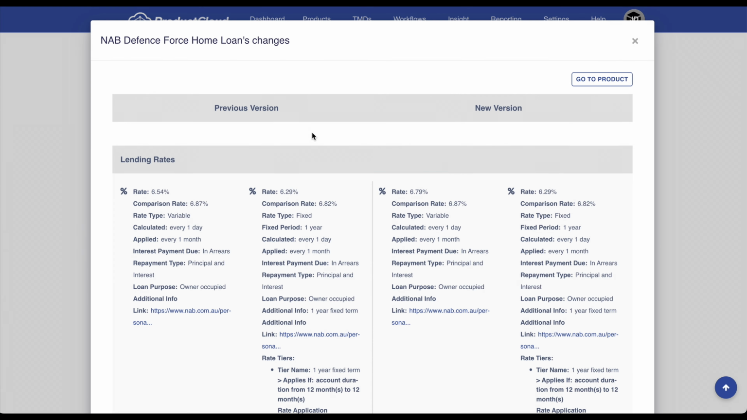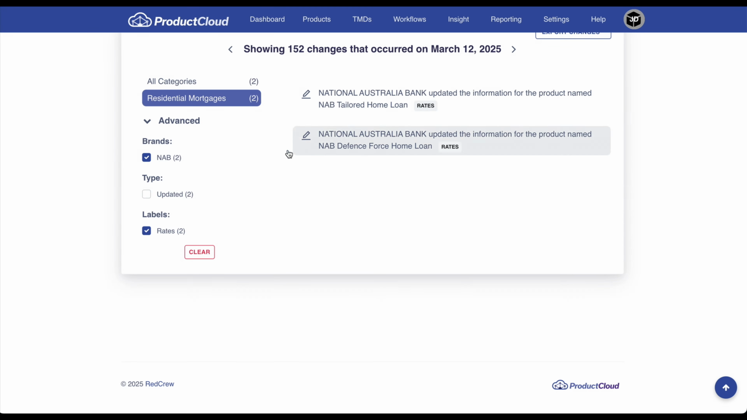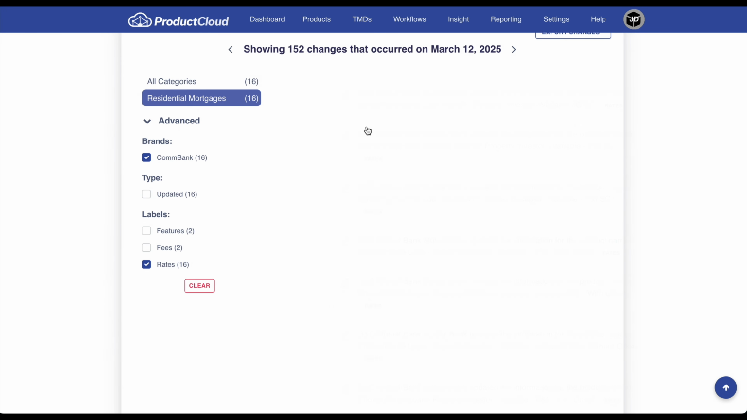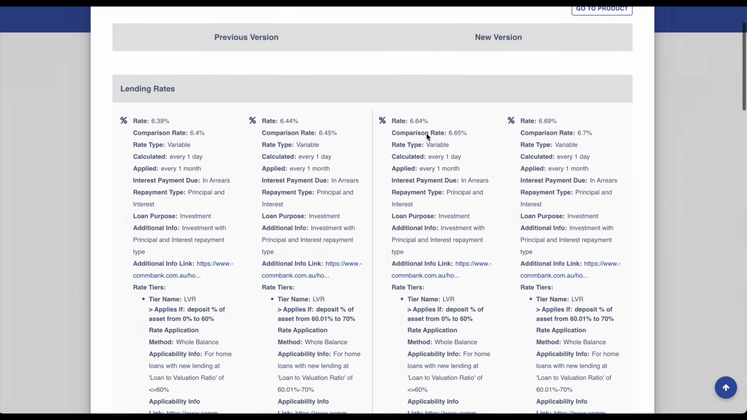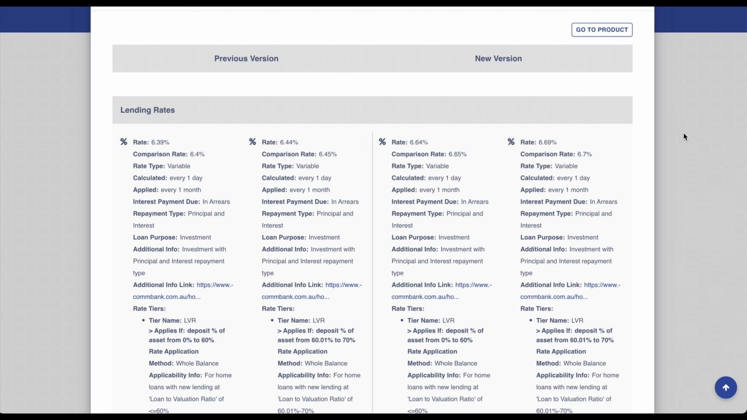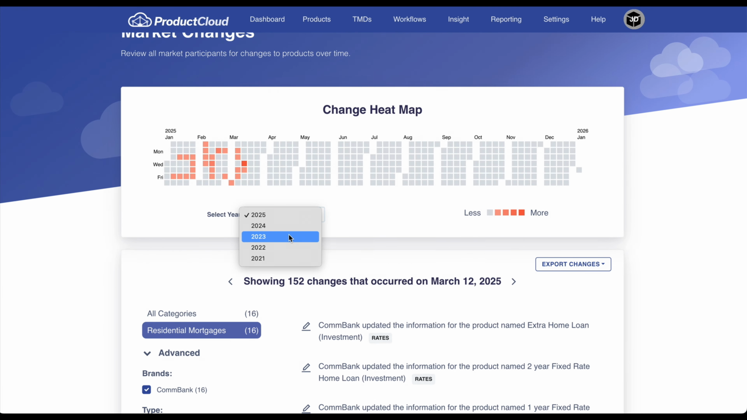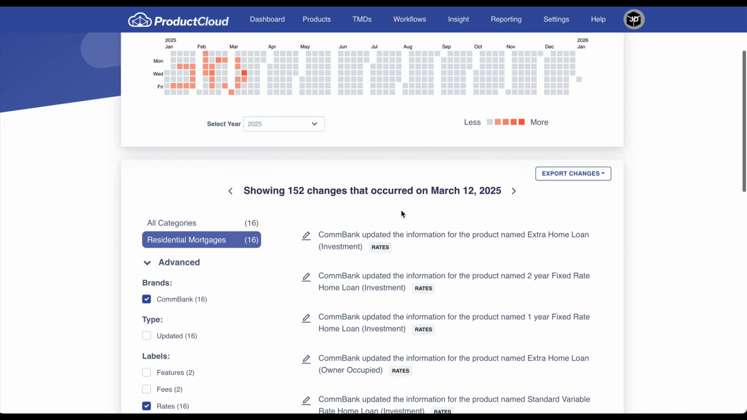You can go back and have a look at their Defence Force home loan as well. Similar situation. Have a look at CommBank as well, see what they're up to. It's pretty similar stuff all around. We have the ability to go back to a vast array of previous versions as well, back to 2021. We've been storing data for a number of years now, so always open to listening to suggestions for how any of these pages can be upgraded as well.